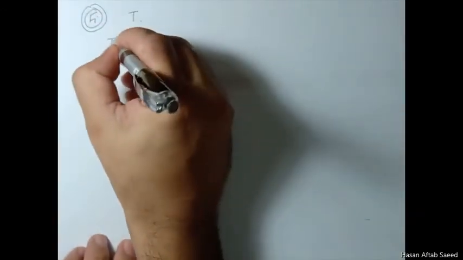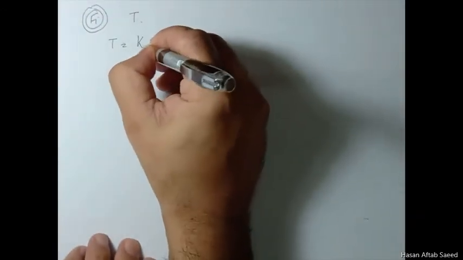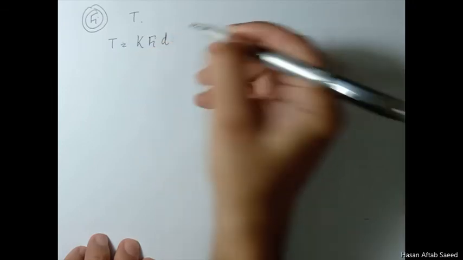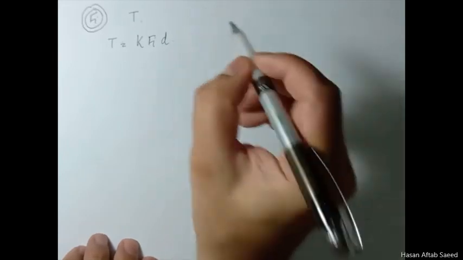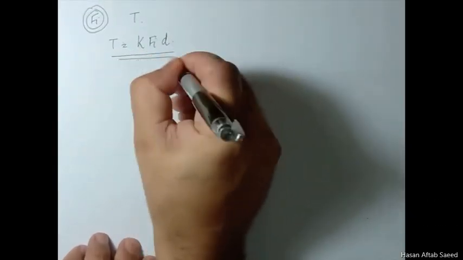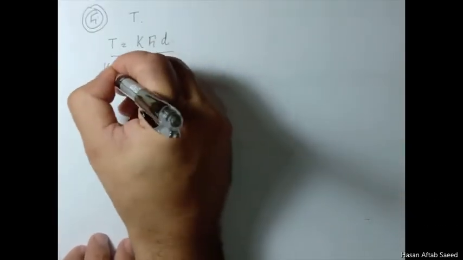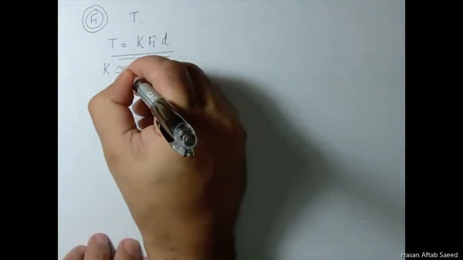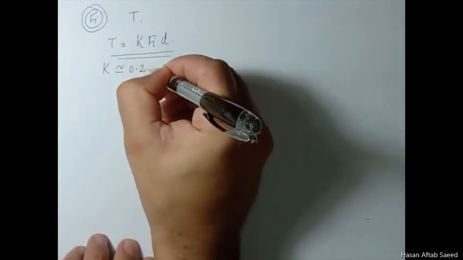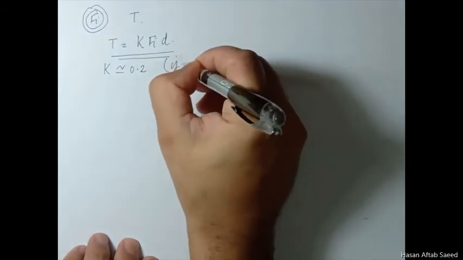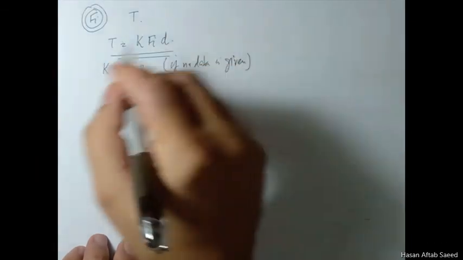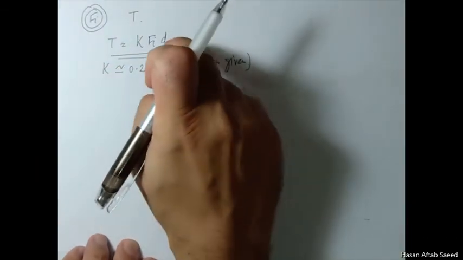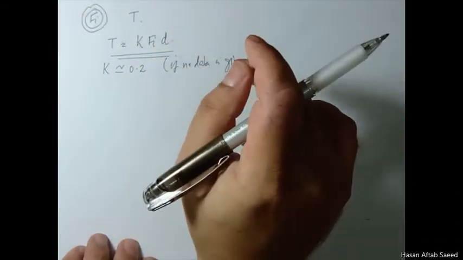Now this is a very simple expression, and this is given in your book, T = K Fi D, and here you can take K. If no other data is given, you can take K to be around 0.2, and I'll expand on it later on. Now this D, this is the nominal diameter of the bolt, whatever, for M10 it is 10.